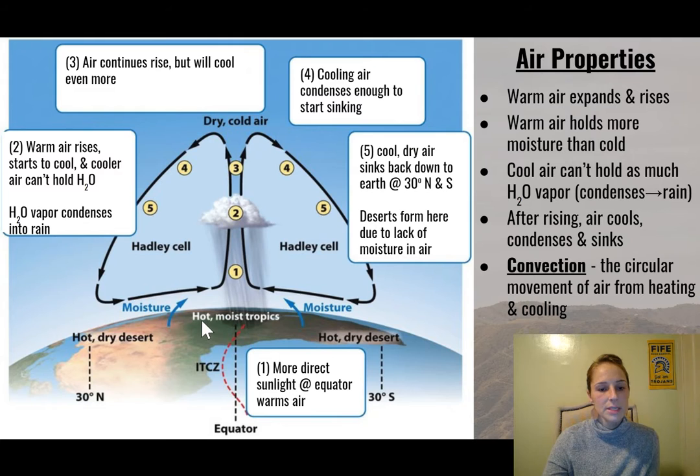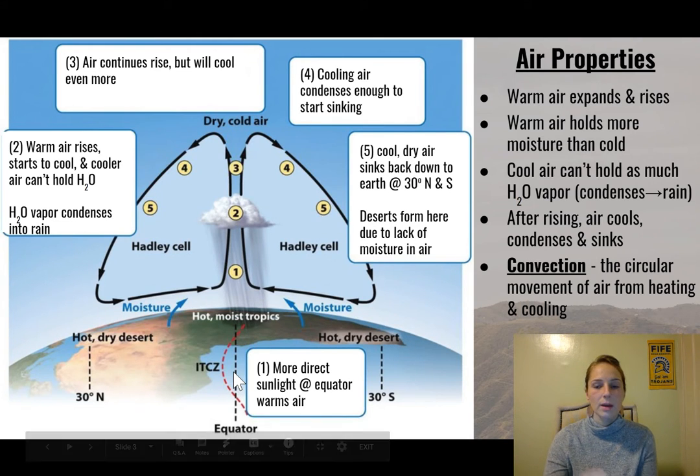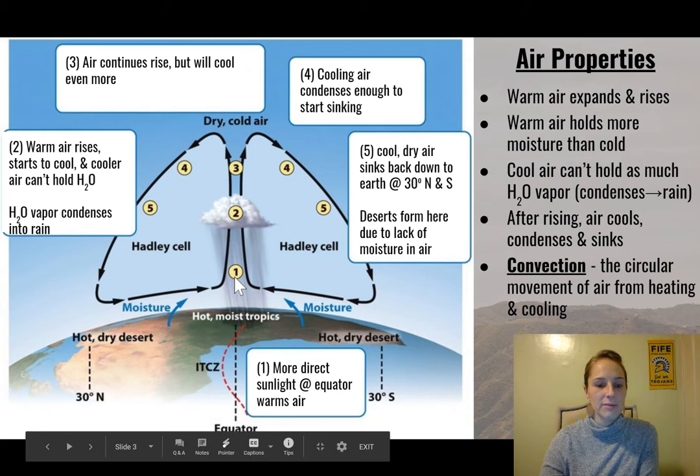So first of all, this is us if we were to look straight on at the surface of the Earth. So this is going to be the surface. Up on top here is going to be more in the atmosphere. And right here in the middle, we've got the equator. Now, the equator is going to be the area where we get more direct sunlight, and it's going to be warmer. So as this air warms, it's going to start rising, which we start seeing at phase 1.